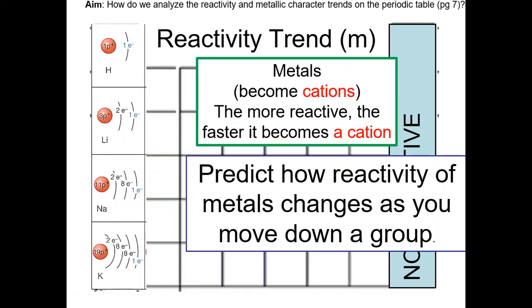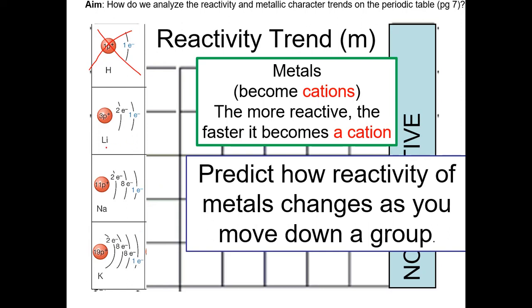Now we're going to predict the reactivity of metals within a group. Keep in mind, when metals react, they become cations. They lose electrons. So we're going to ignore hydrogen because that is a nonmetal. So let's look at lithium, sodium, and potassium. To figure out the reactivity of metals, we need to look at the effective nuclear charge and the shielding.